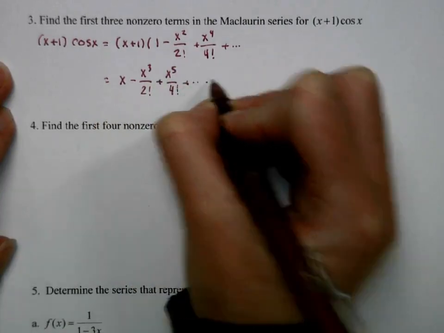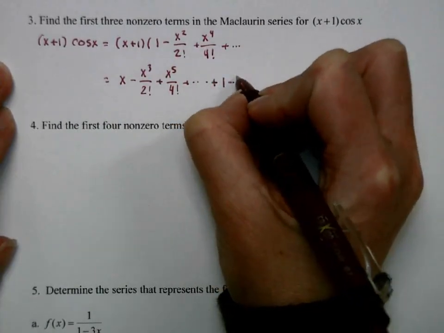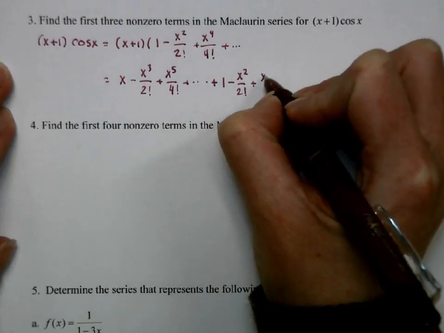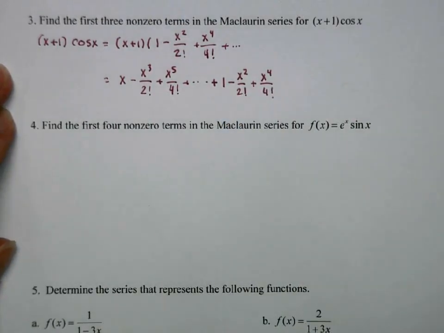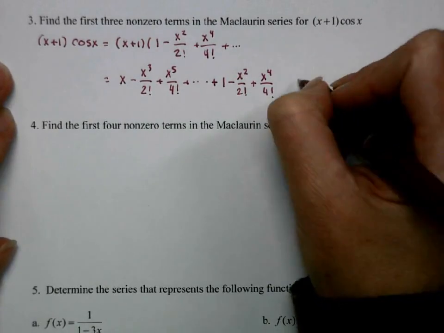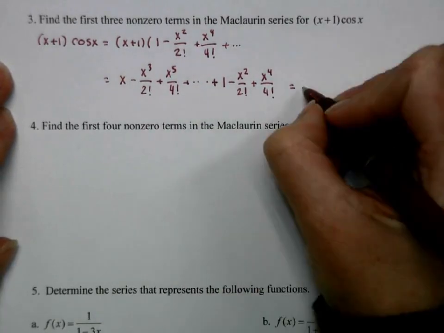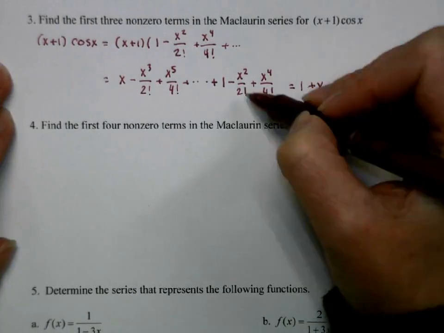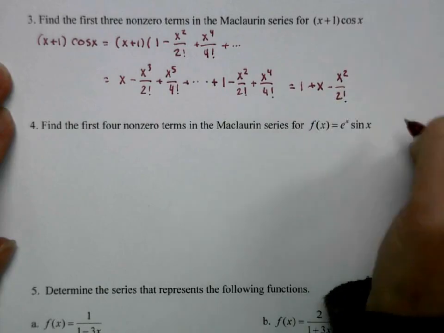And then I'm going to multiply them all by 1. So now these are definitely not in the correct order, but we'll fix that in a second. Okay, what we want for this is the 3 non-zero terms. So my non-zero terms are going to be 1, a linear term, and a squared term. So that would be 3 non-zero terms.